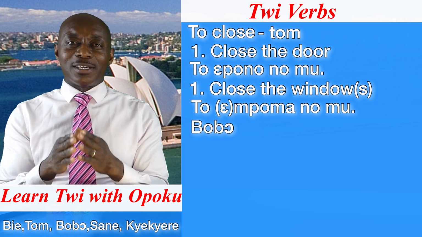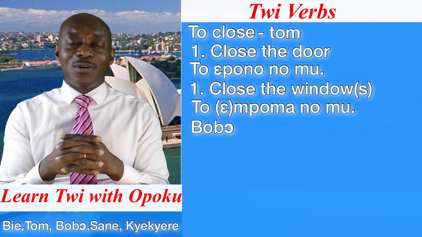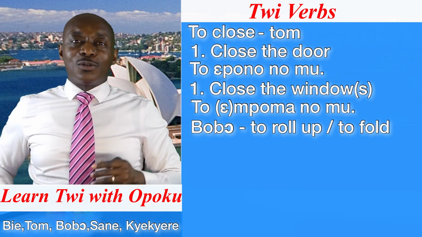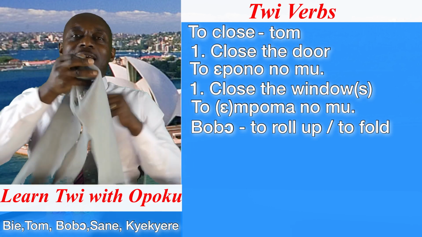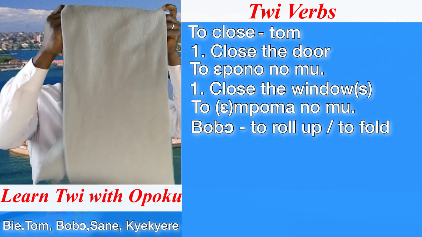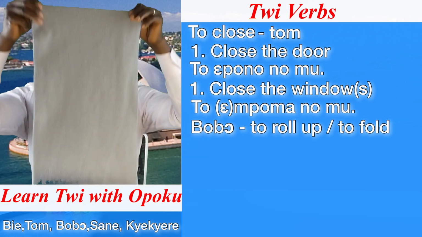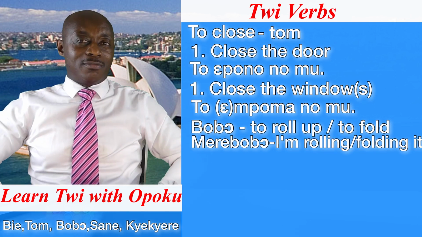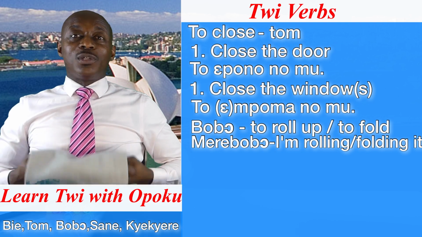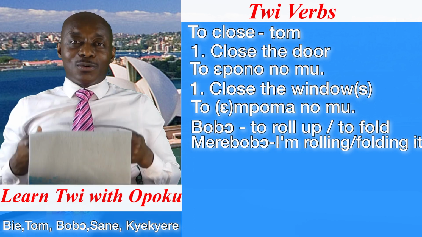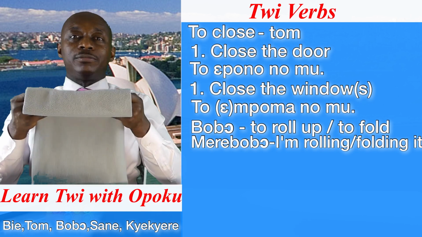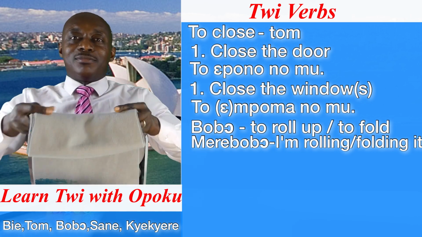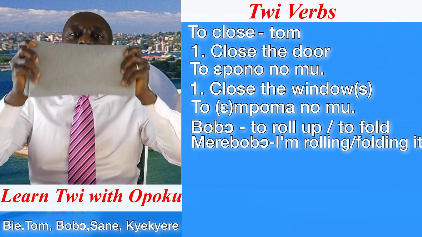The third vocabulary is bobo. When we say bobo, it means to roll up something or to fold something. So if I have this and you tell me Opoku bobo, that is roll it up, then I will do this. Me bobo. Or if you tell me fold it up, you will also say Opoku bobo, and I will do this. Me bobo.